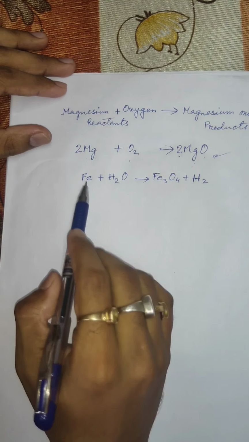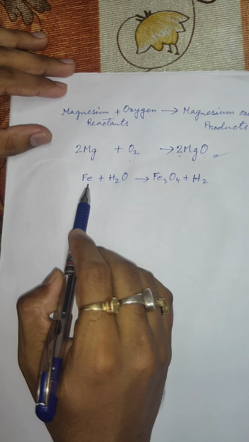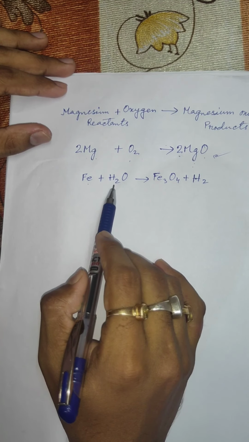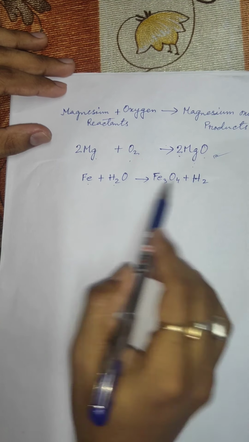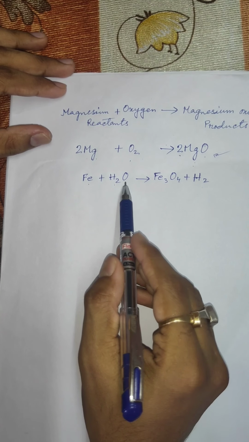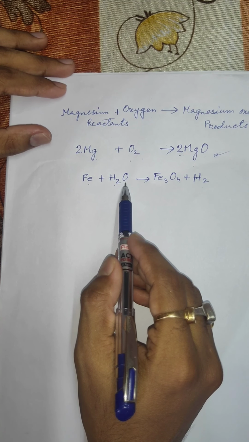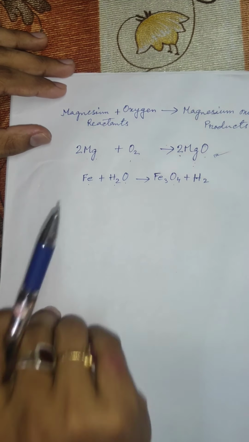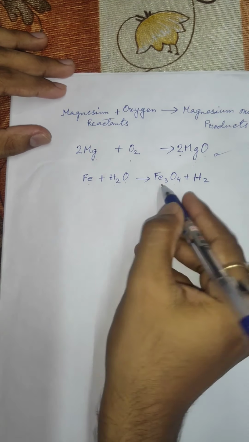This is not balanced. See, the iron atom is 1 on the left and there are 3 atoms of iron on the right. There are 2 atoms of hydrogen on each side, so hydrogen is balanced. But in case of oxygen, there is only 1 atom and there are 4 atoms of oxygen. So we need to balance this. So how can we balance it?